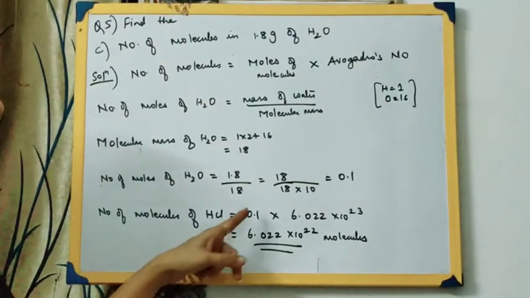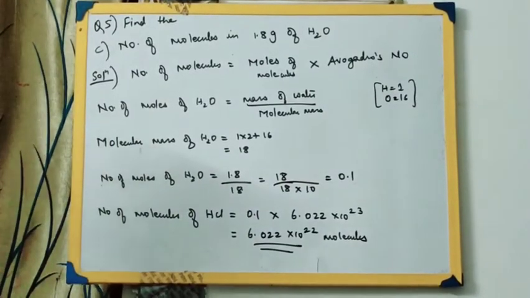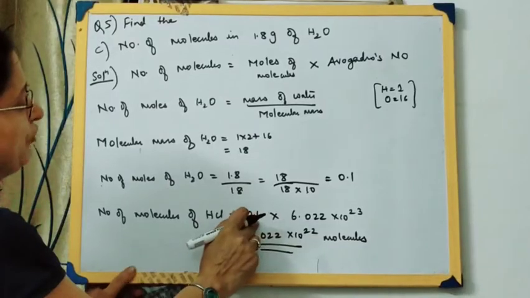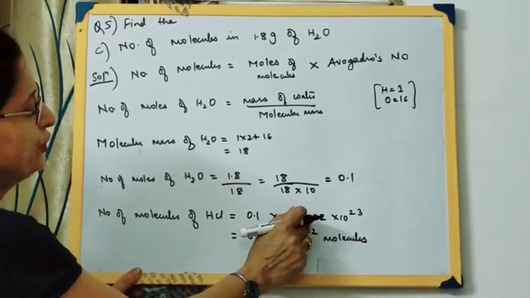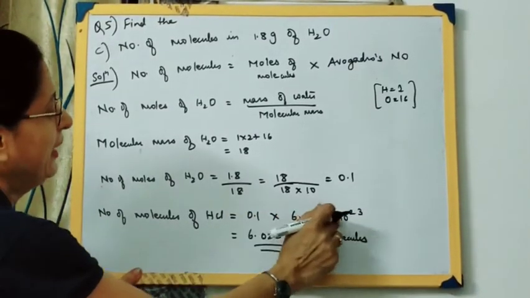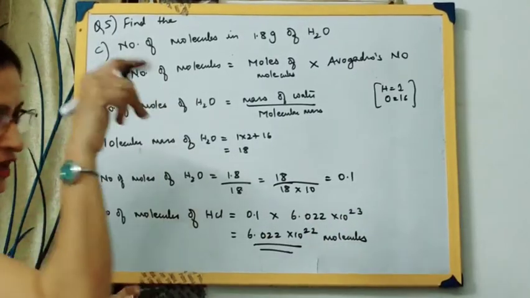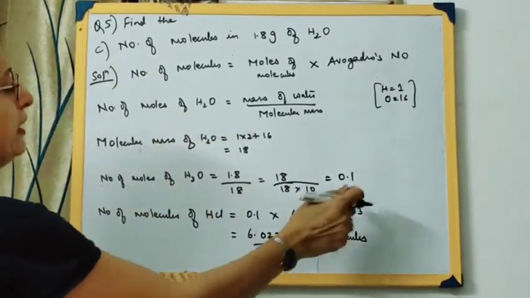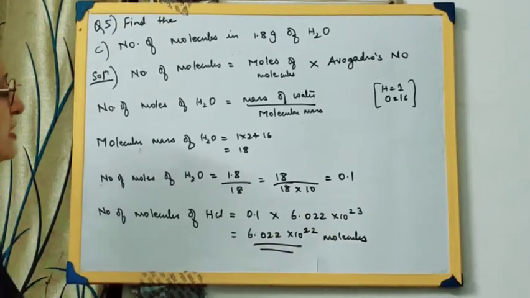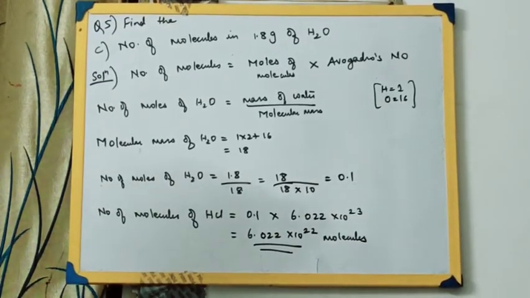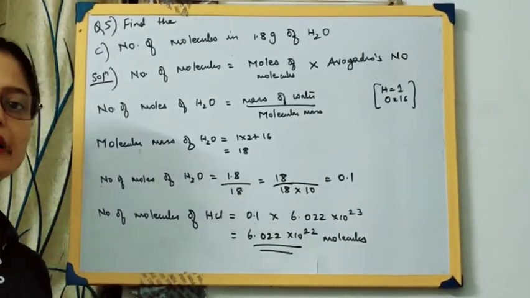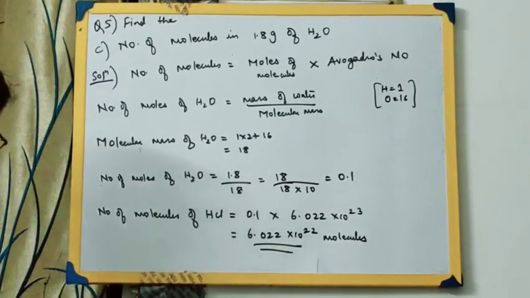I hope it's clear how we got this. When it is 0.1, it means 6.022 into 10 to the power 23 divided by 10. So when divided by 10, the power becomes 22. So this will be 6.022 into 10 to the power 22. Clear everyone? We'll proceed further.